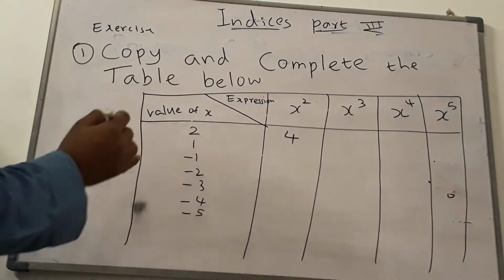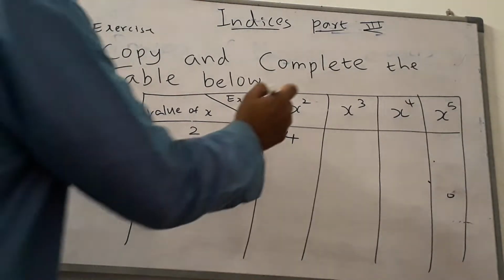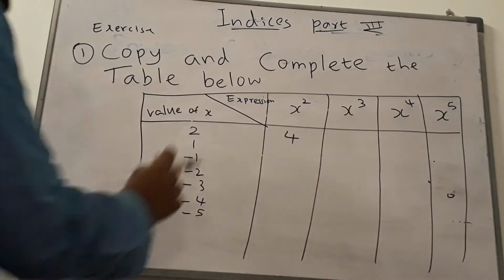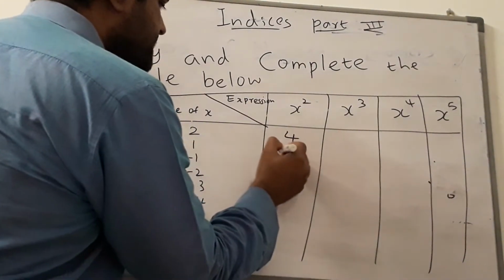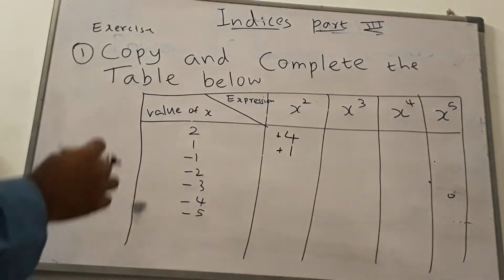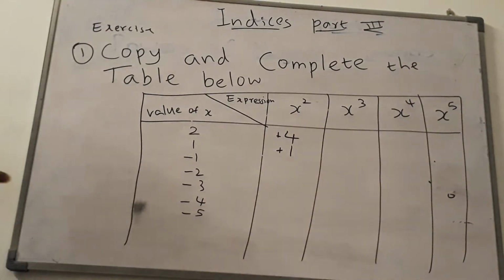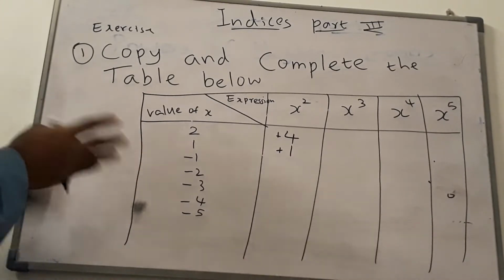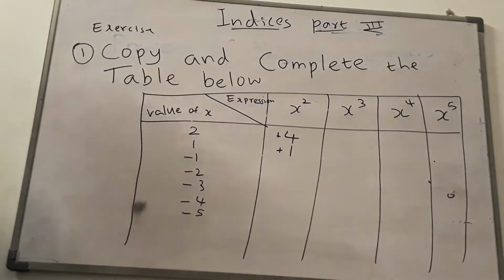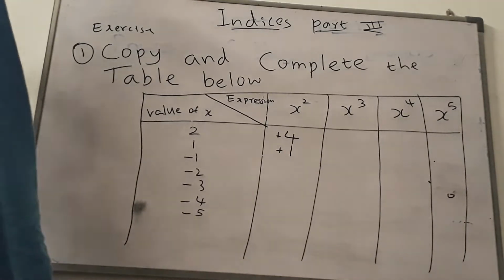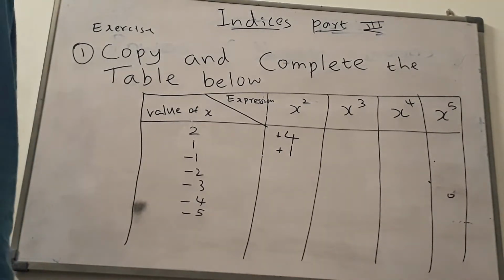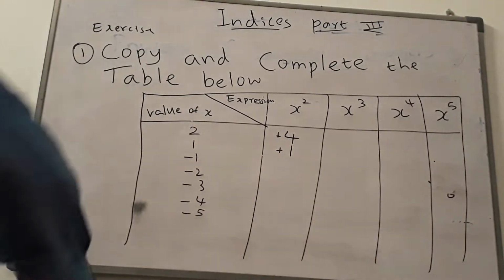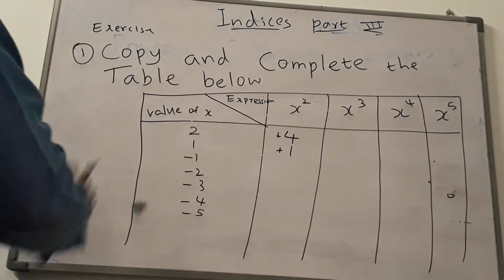Whether it is plus or minus, if the index is an even number, the answer is positive. So 1 times 1 means 1, a positive answer. Why? Because the number is positive, and the index is even. Now let's go to the next value of x, minus 1.